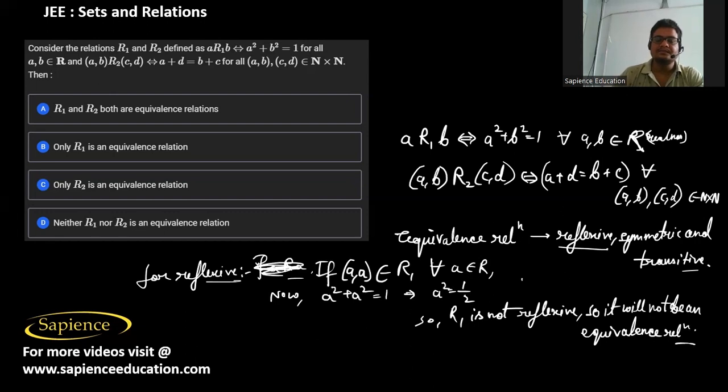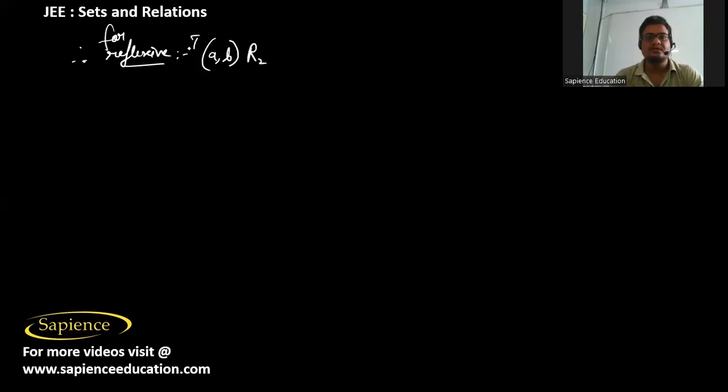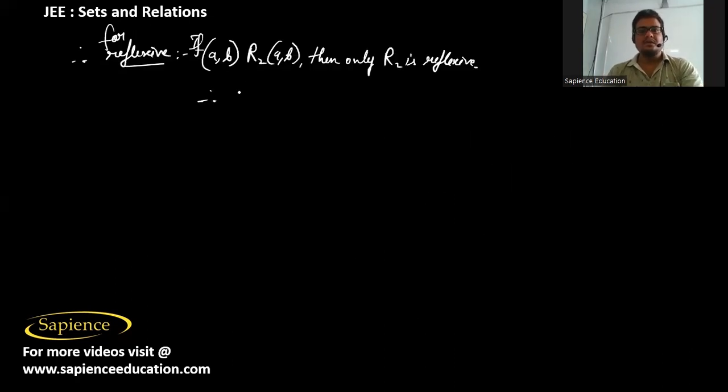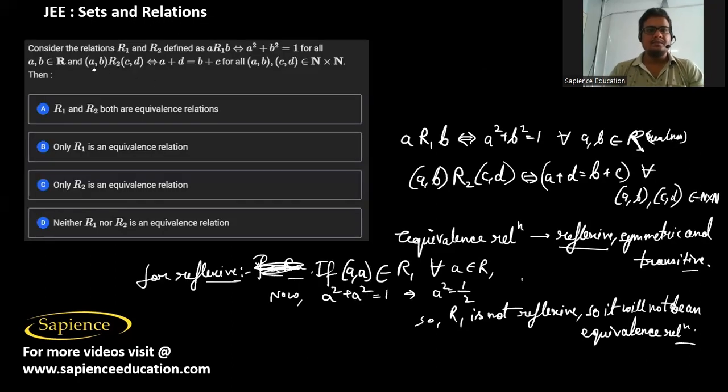Now for R2, we have to check if it is reflexive or not. So for reflexive, for R2 we should have that (a, b) is related to (a, b), then only we can say R2 is reflexive.